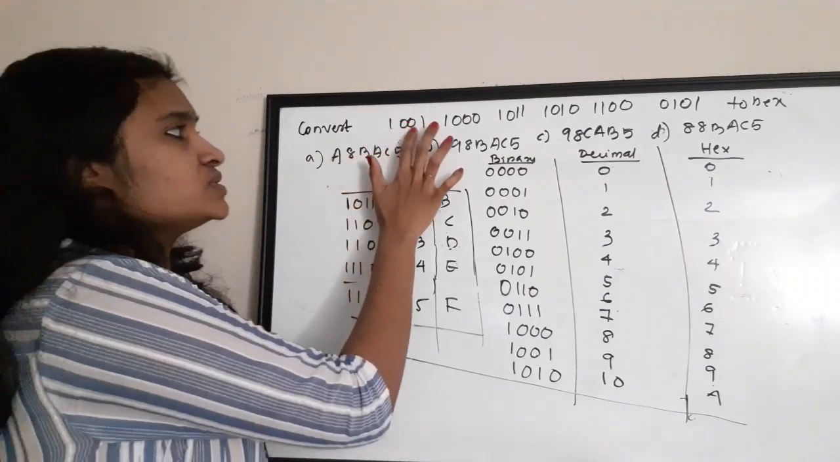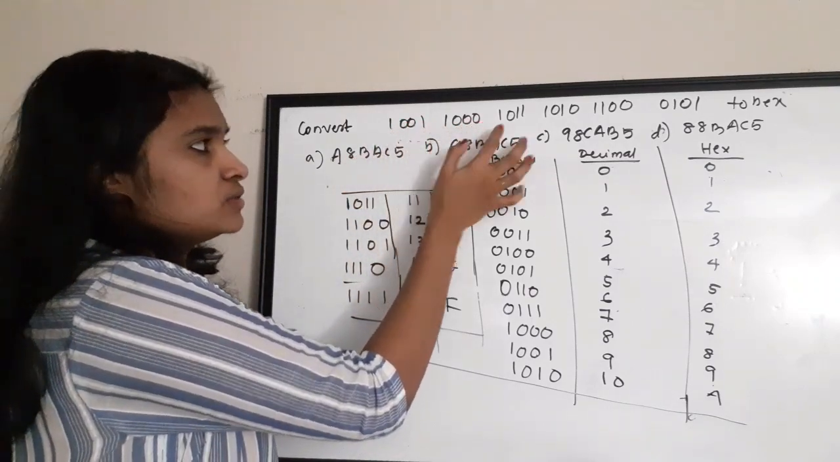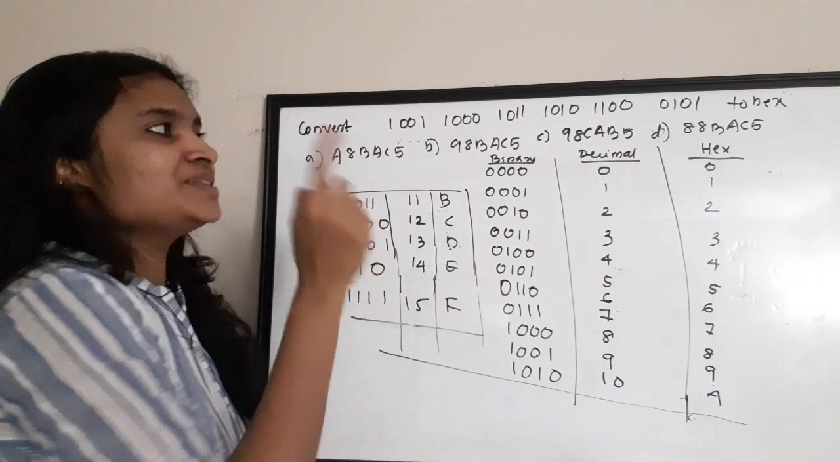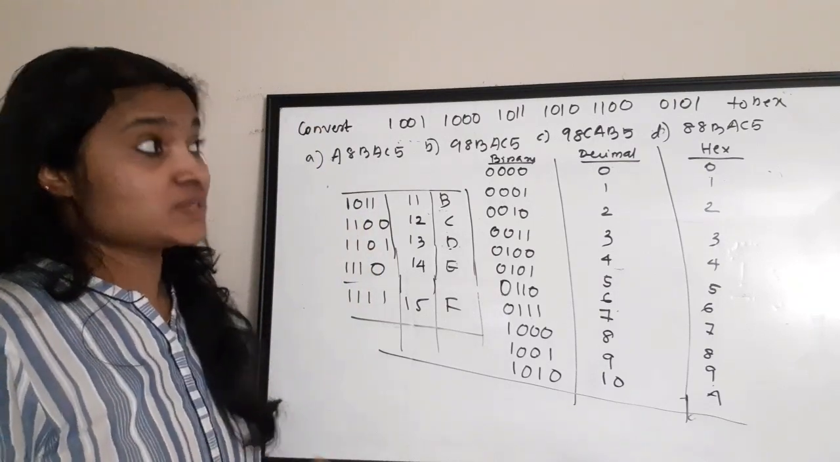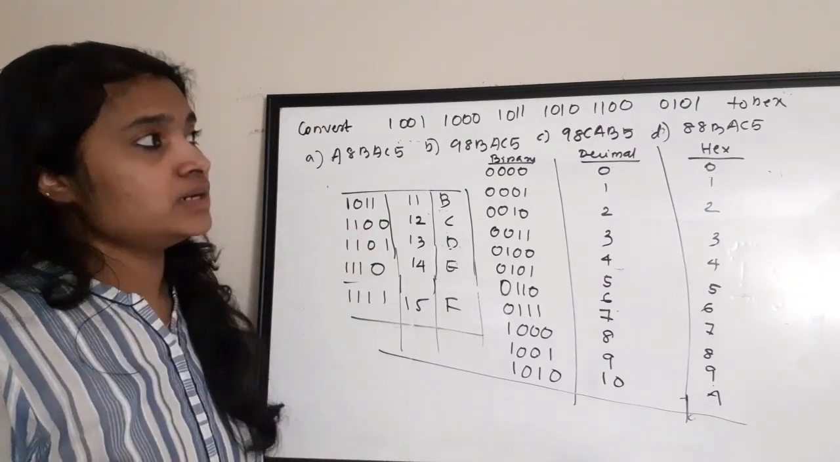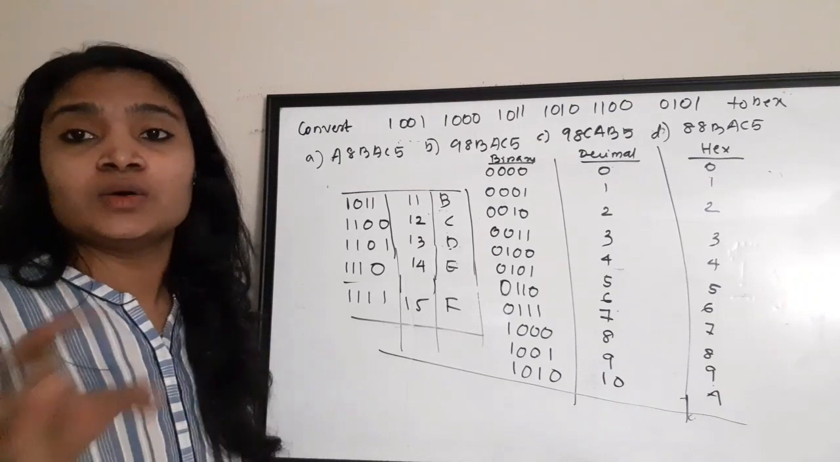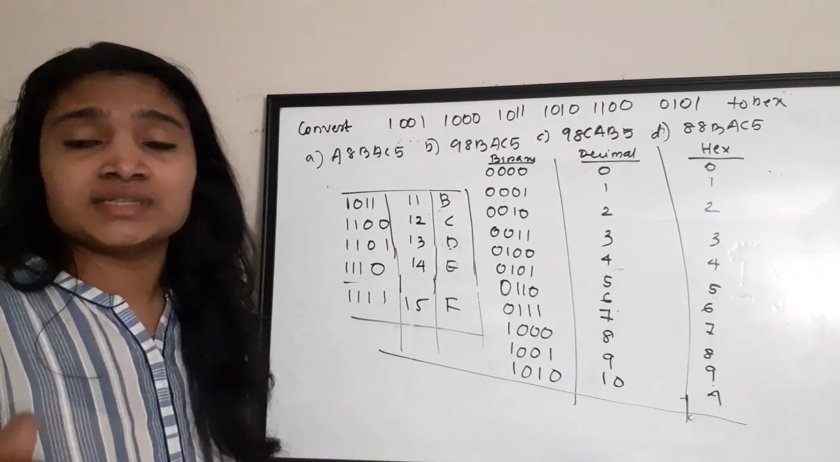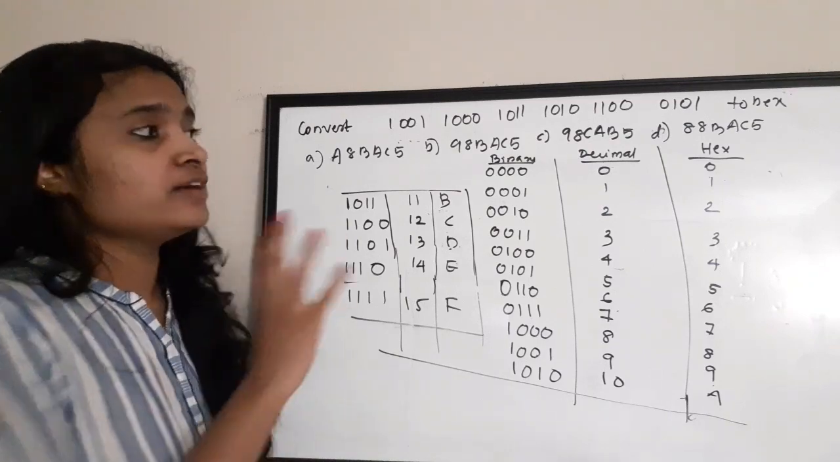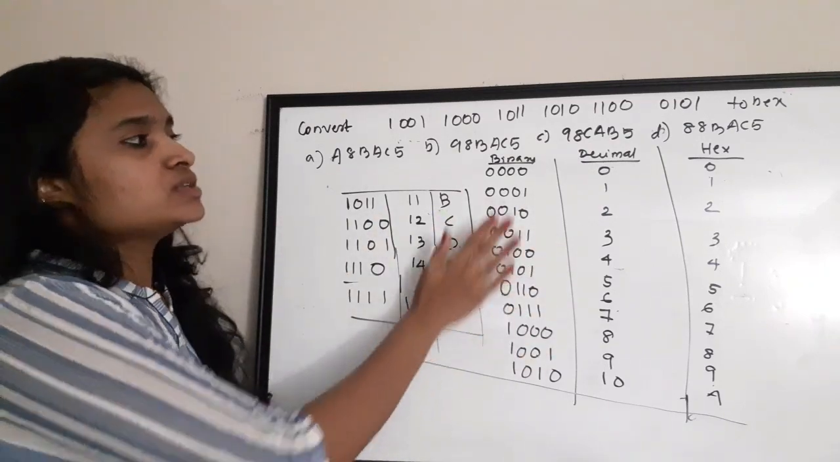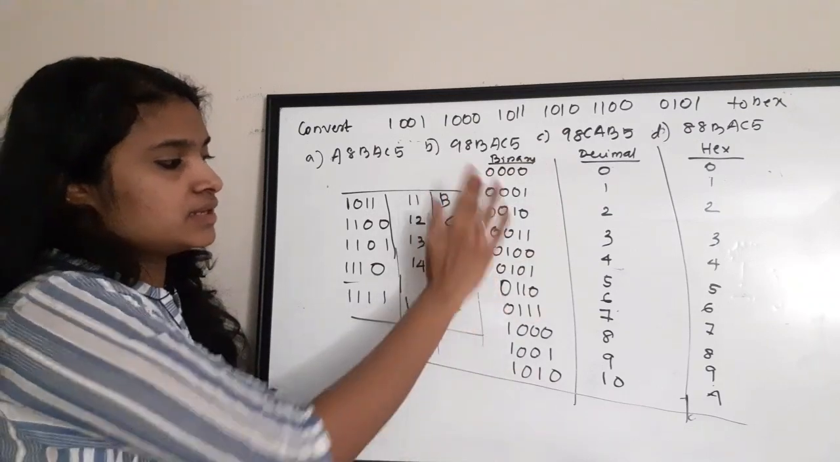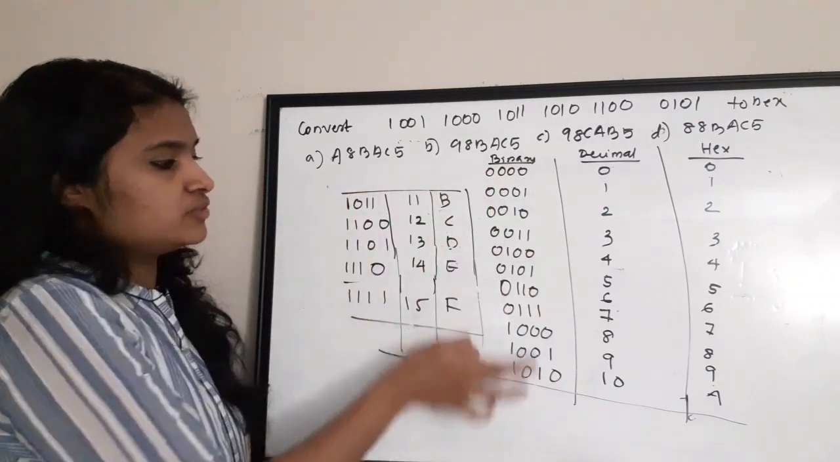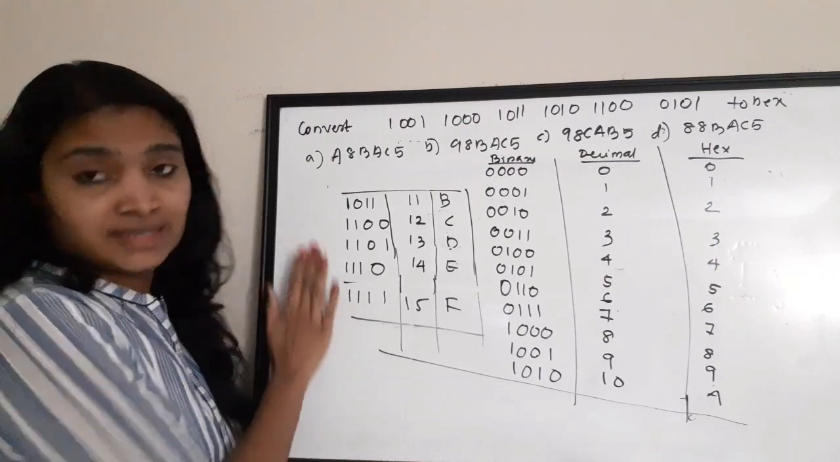Convert 1001, 1000, 1011, 1010, 1100, 0101 to hex. For all such questions, in order to convert any BCD number or binary number to hex, I have drawn this chart for you. Here all the binary numbers are listed till 10, and after 10, 11, 12, 13, 14, 15 is here.